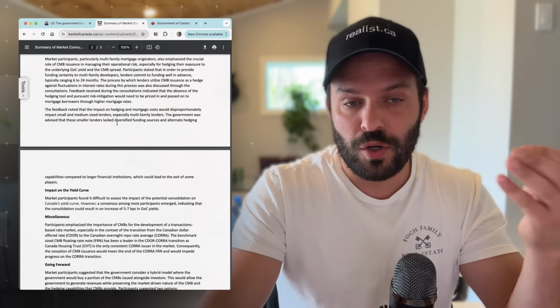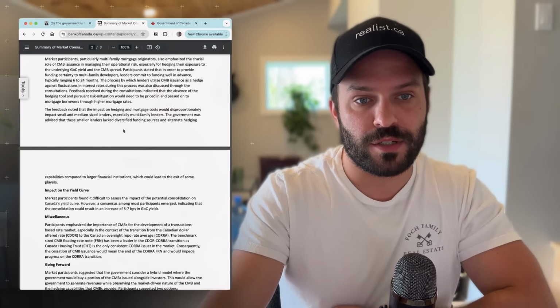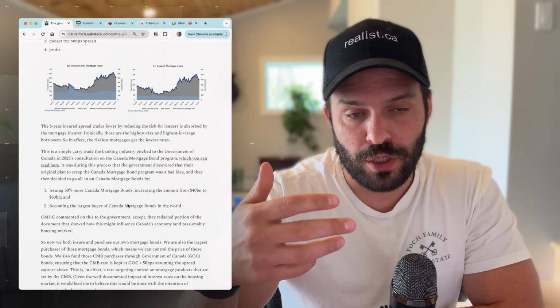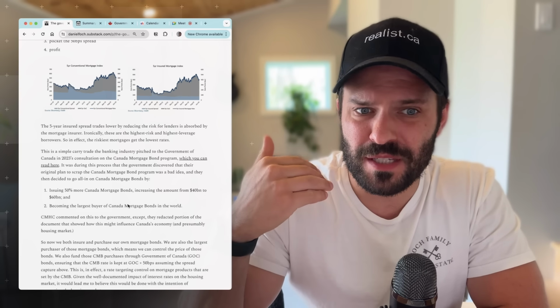And that's true. Totally true. It's a good revenue generating exercise for the Canadian government. So now we're at the point where the Canadian government is the biggest buyer of Canada mortgage bonds in the world. And because they're buying half of the Canada mortgage bonds, they are able to set the price of those bonds, which means that they're able to set the rate of the insured mortgages, which are based on the Canada Mortgage Bond.